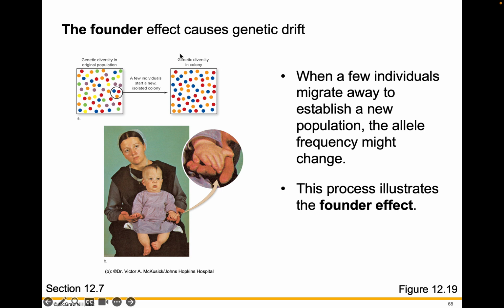All right, the founder effect is another example of genetic drift. So when just a few individuals migrate away to establish a new population, the allele frequency might change. So if this is the genetic diversity in an original population, when just a few individuals start a new isolated colony, they'll only bring a sampling of all those genetic alleles to the new population, right? And that's called a founder effect. We see it a lot on islands.